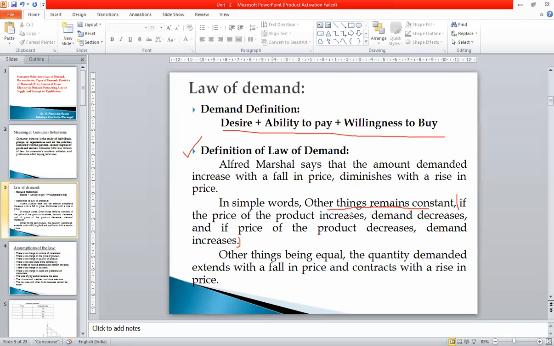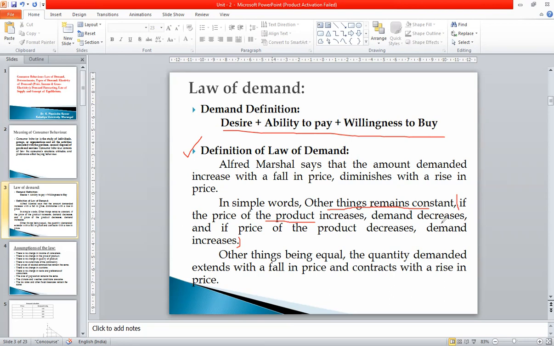If the price of a product increases, the demand decreases. If the price of the product decreases, demand increases, vice versa. If the price of the apple increases from 5 rupees to 10 rupees, the demand ultimately comes down. If the price of a laptop or a cell phone increases, the demand comes down, because competitor products and related products will be there, and people will switch over from one product to another.